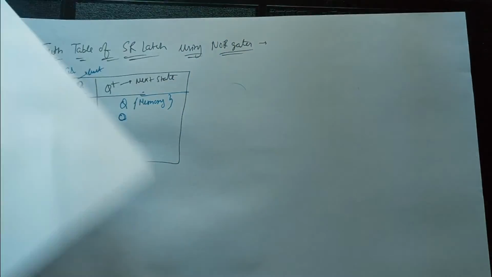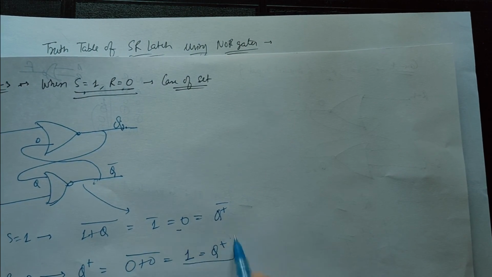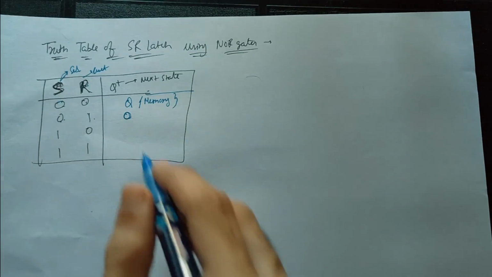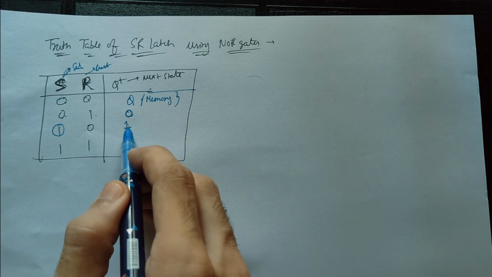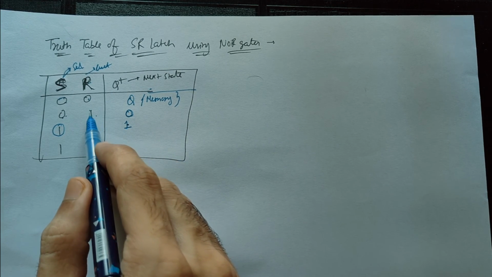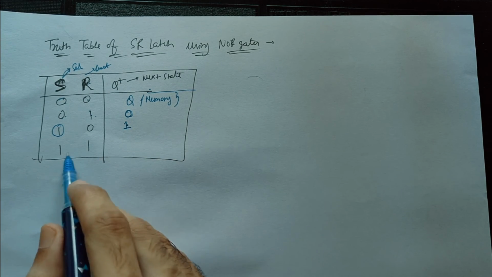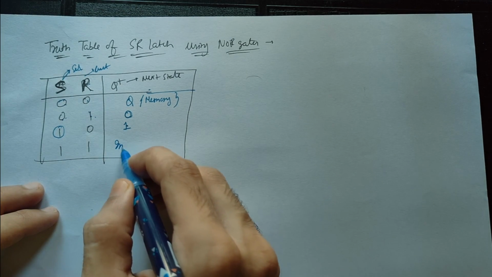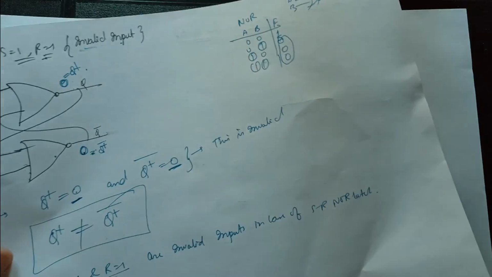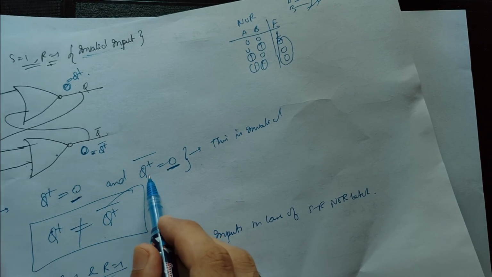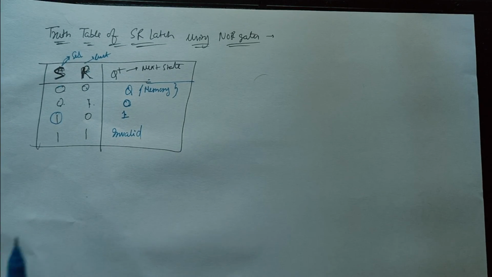The third case is when S is 1, R is 0. Q plus is 1, which is the next state. Why? Because set is 1, we are setting the output as 1. Here we were resetting the output, resetting means 0. And 1, 1 are invalid inputs. Why? We have seen here, because Q plus is becoming Q plus bar, which can never happen. So this was all about SR latch using NOR gates.